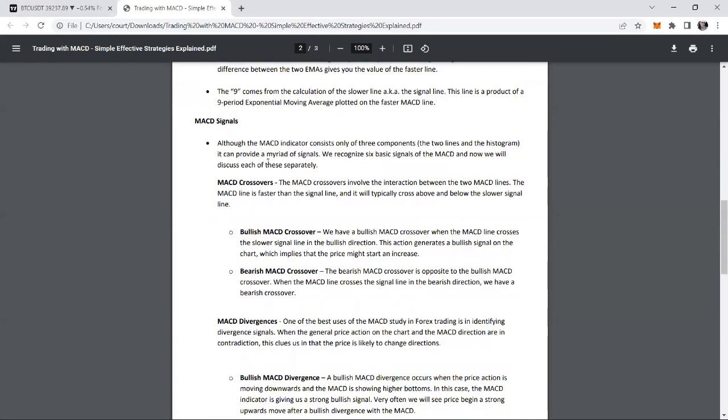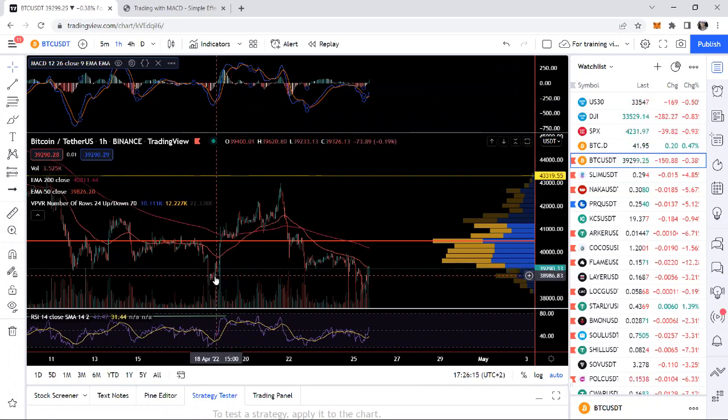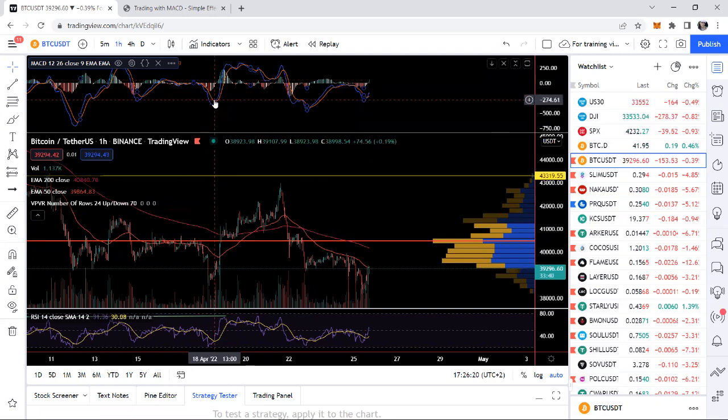The first signal that we mostly look for are the crossovers. So we get a bullish MACD crossover and a bearish MACD crossover. The bullish MACD crossover comes when the MACD line crosses the slower signal line in the bullish direction. This action generates a bullish signal on the chart, which implies the price might start to increase. So you can see here it's going down and the MACD line crosses the signal line, and then we get a price increase. You see from here it's in a downtrend and it goes up because it crossed over.